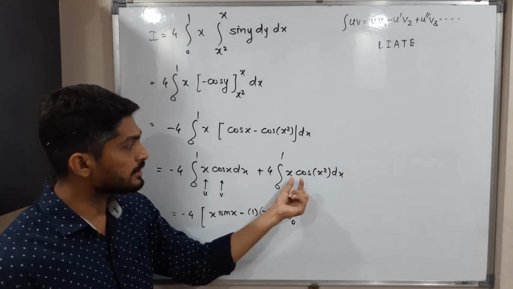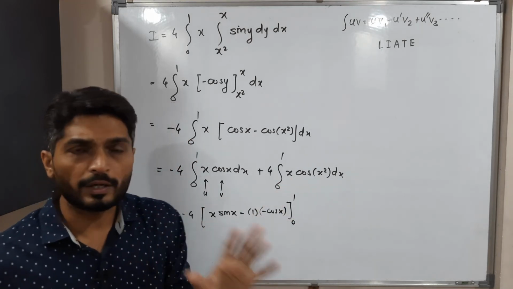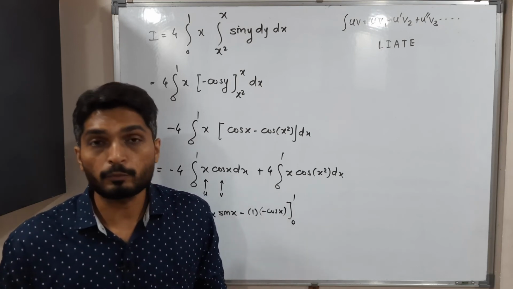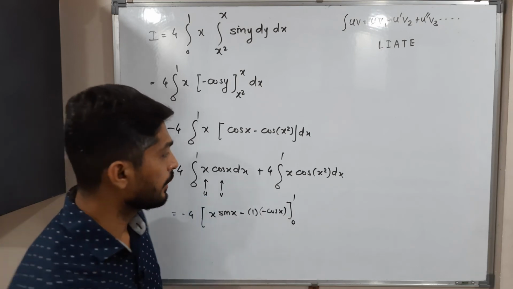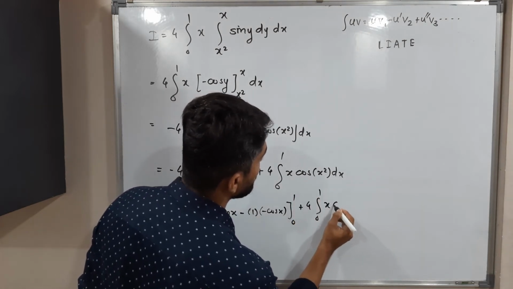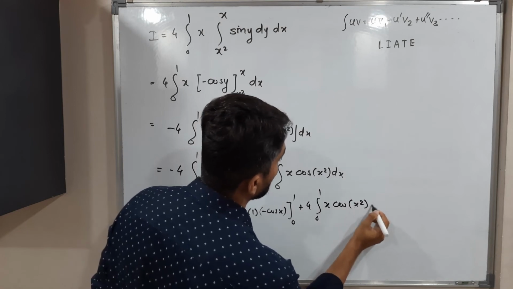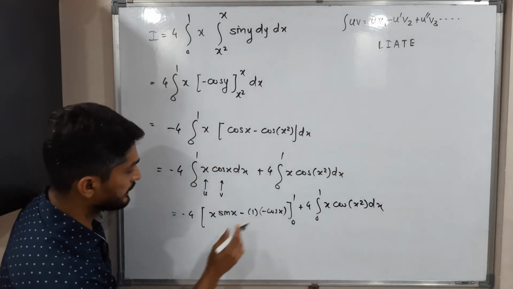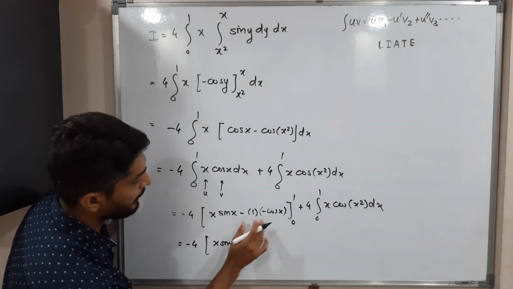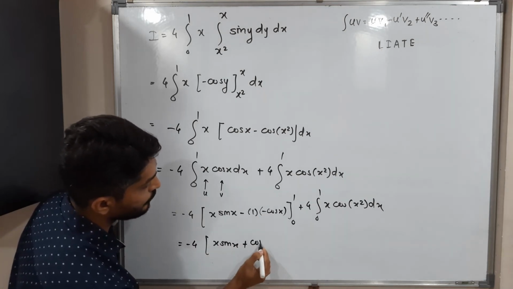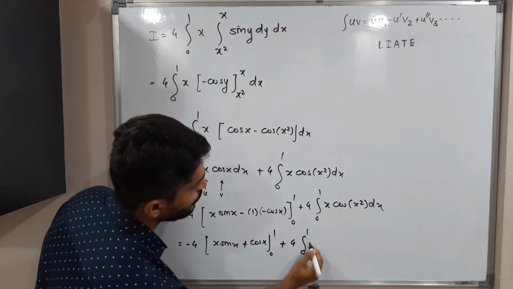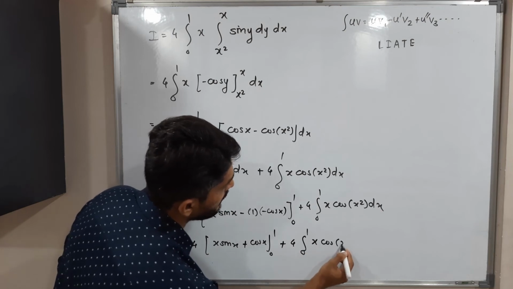So now the question is how to solve the second integration. Don't worry. For that, I'm going to use substitution. I'm going to put x square is equal to t. So right now I will simply copy here: minus 4 x sin x minus minus plus cos x with limit 0 to 1, plus 4 integral 0 to 1 x cos x square dx.